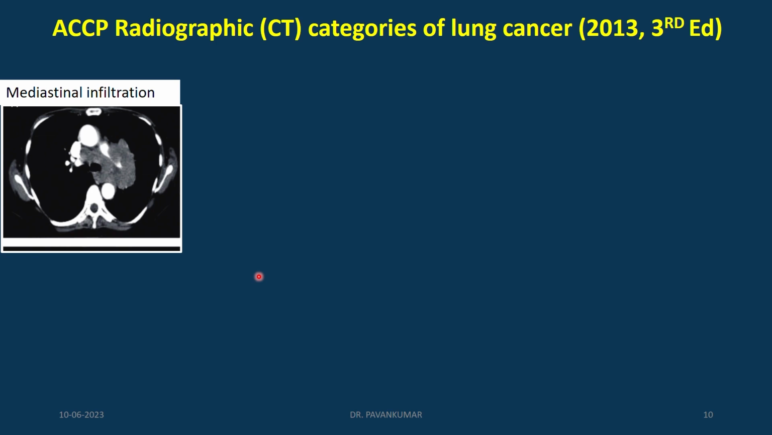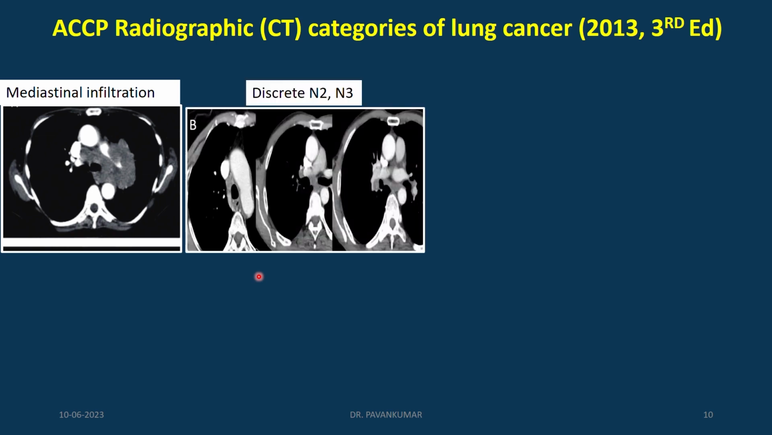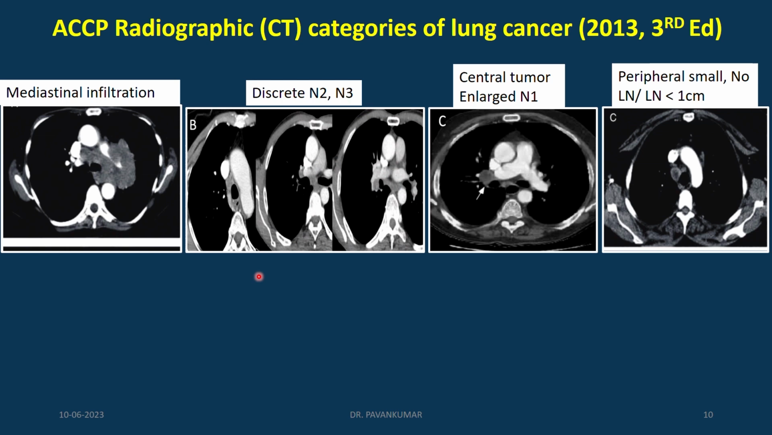Anyways, if you go back to the basics, in 2013 ACCP came with the third edition of lung cancer guidelines. According to that, there is a radiographic classification of lung cancer with 4 categories. A group is mediastinal infiltration. The tumor is located near the mediastinum. It has infiltrated N2, N3 everywhere, or major vessels as well.